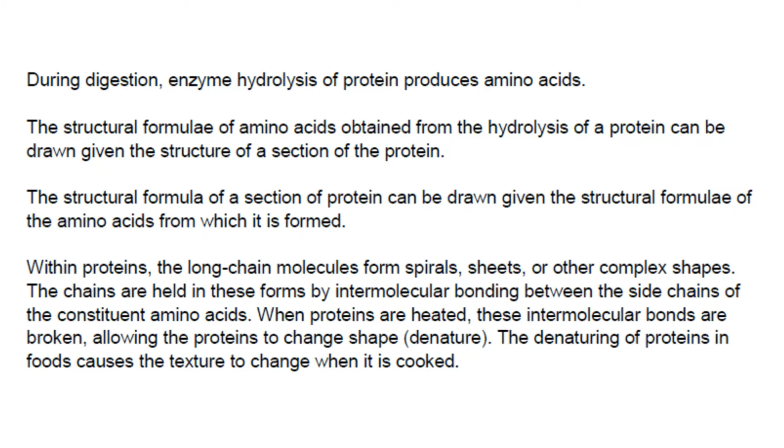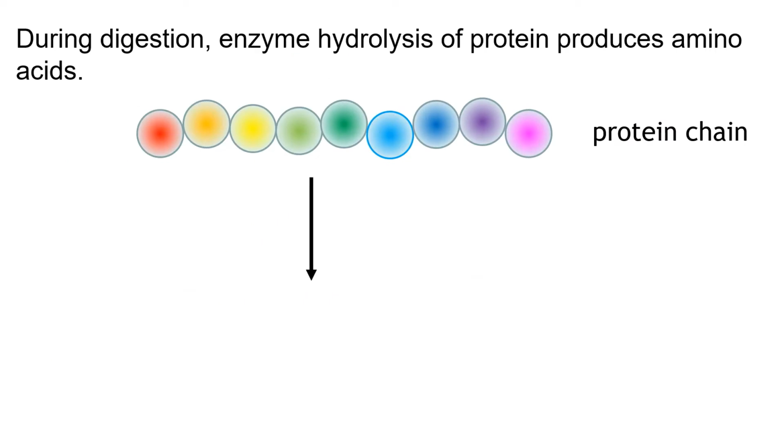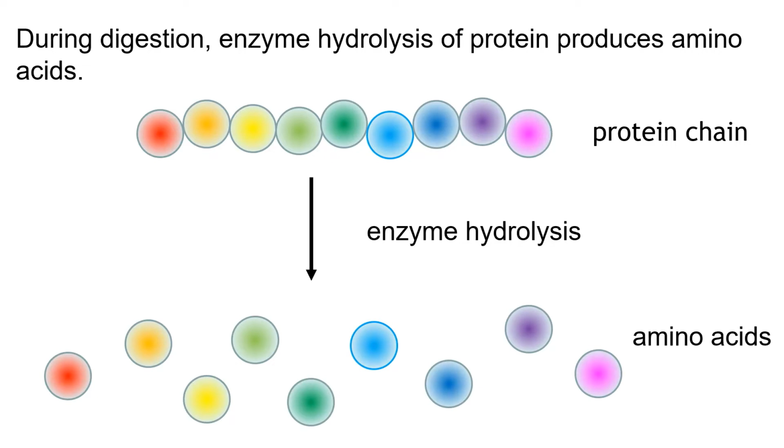shape of proteins. When we digest the proteins that we eat, specific enzymes in the body will break down the proteins into amino acids in a hydrolysis reaction. During a hydrolysis reaction, the peptide links between the amino acids in the protein chain are broken down to amino acids.